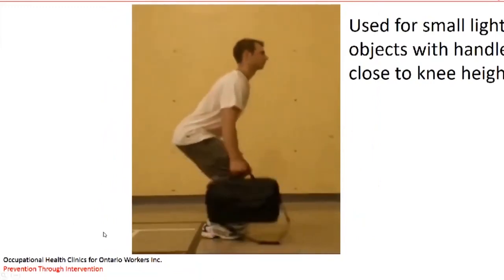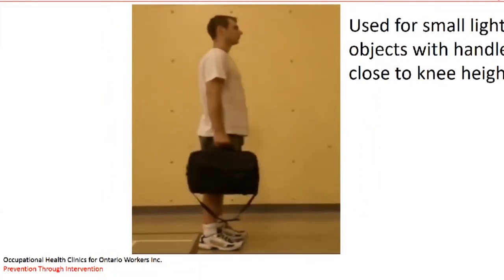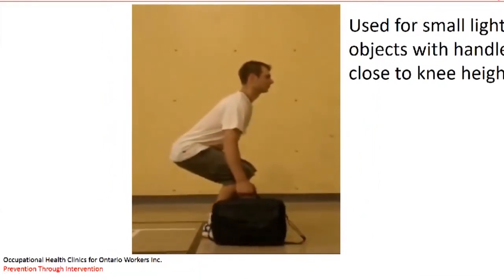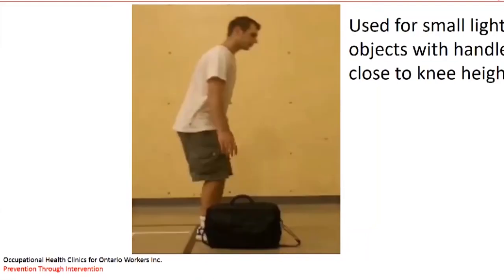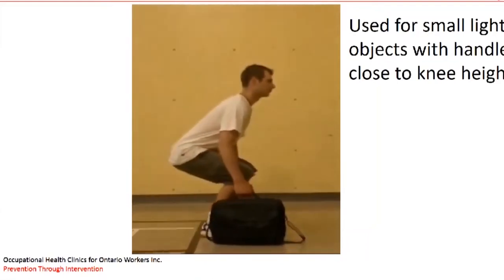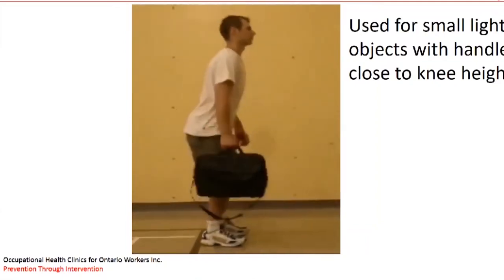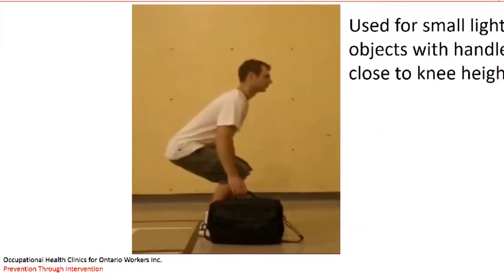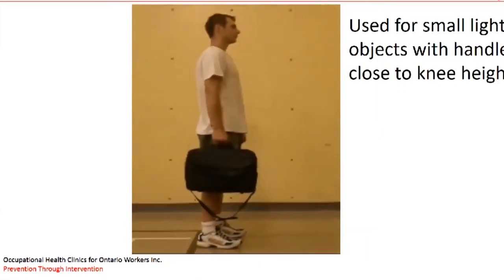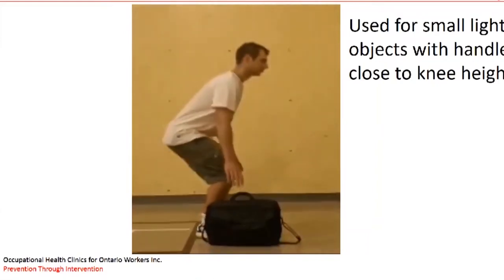The partial squat lift using one hand. This lift is for small, light objects with handles located close to knee height. Stand with the object close to your side. Place your feet shoulder width apart. Place one hand on a fixed surface such as a table, stool, or your thigh. Keep your back straight, push your buttocks out, and slowly lower yourself to reach the object's handle.